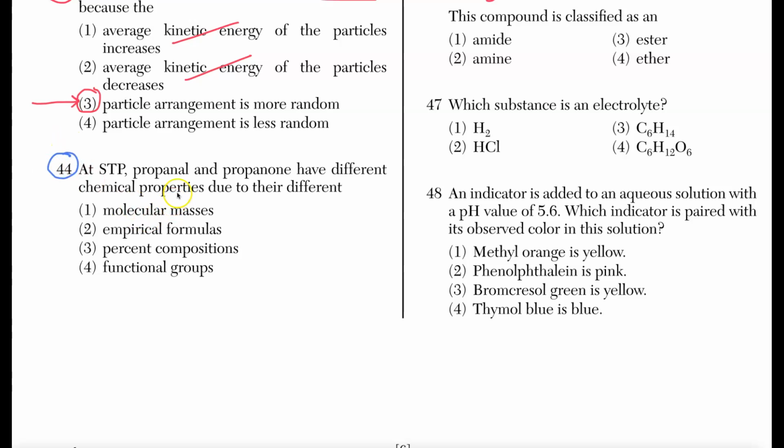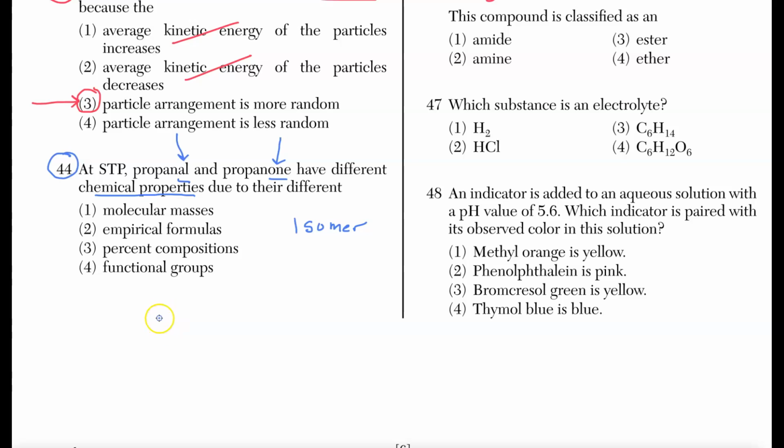Number 44. At STP, propanol and propanone have different chemical properties due to their different what? Well, if you're not sure, they love to talk about isomers. And isomers have the same number and types of atoms, same molecular formula, but different structure. Structure is king. You change the structure, you change the properties. So if they're talking about chemical properties, they're talking about different functional groups, because if you go to table R, one is an aldehyde, one is a ketone. And the reason why ketones and aldehydes are different classes of compounds, with different chemical properties, is that the functional group has a different structural formula.